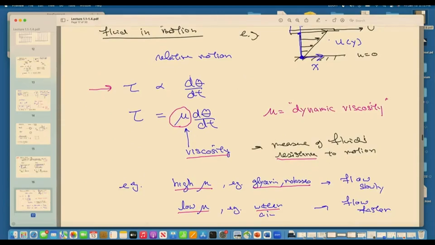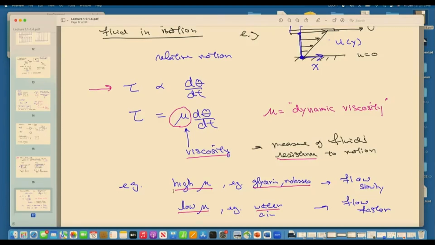So it's proportional to the rate of deformation, d theta dt, and that proportionality is described by a fluid property, which is viscosity. And viscosity, here denoted by mu, mu being the so-called dynamic viscosity, is a measure of the fluid resistance to motion.